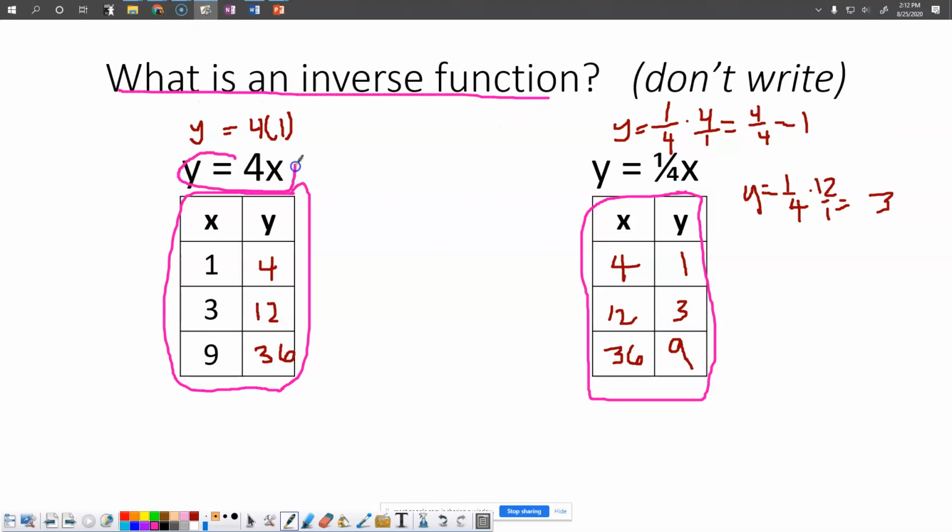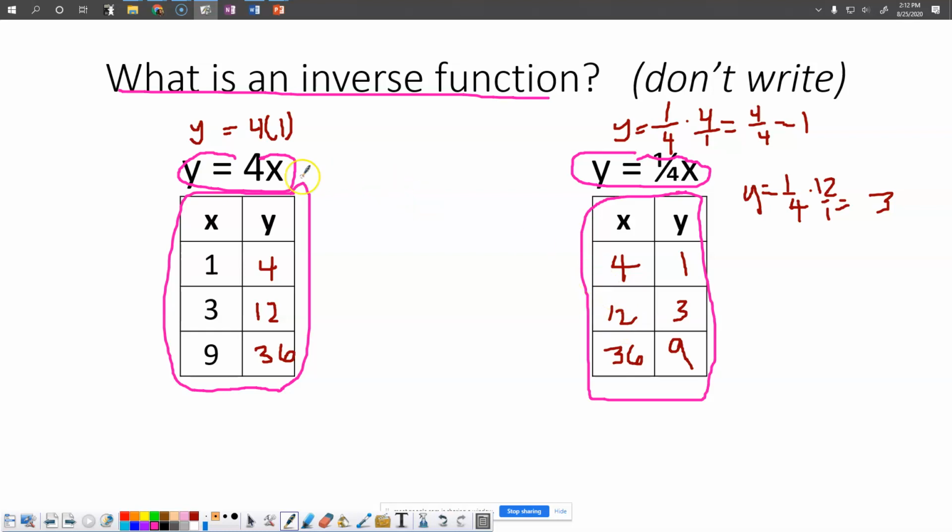So they are two different functions. These are two different equations, okay? But they have a very special relationship. The inputs of this function are the outputs of this function. And the opposite is true as well. The outputs of this function are the inputs of this function. Okay? So that's what makes two functions inverses.